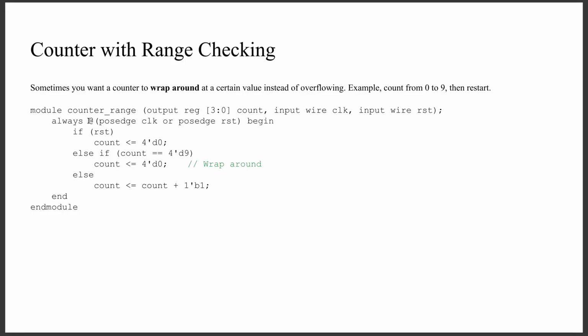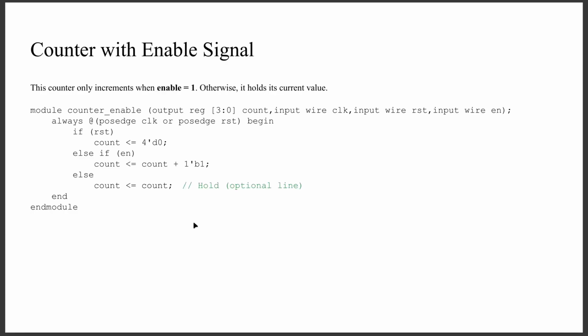So we declare a module called counter range, and always at the change of the clock or reset, if reset, 0, else if count is equal to 9, we set count equal to 0 to wrap around, else we increment the count. Now the enable signal. So this counter only increments when enable is 1. As you can see here, we only increment count when enable is true.